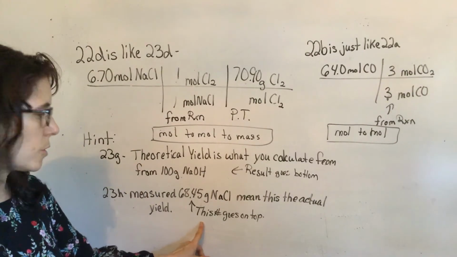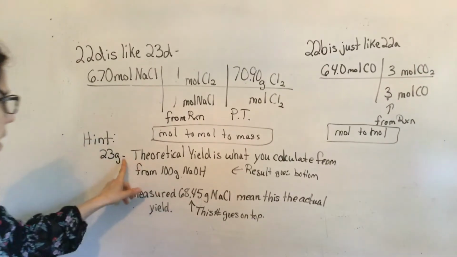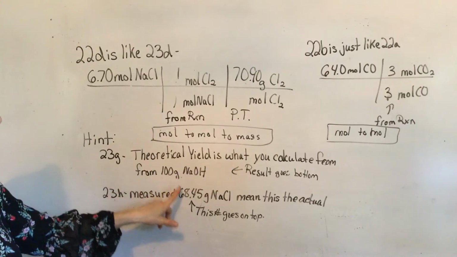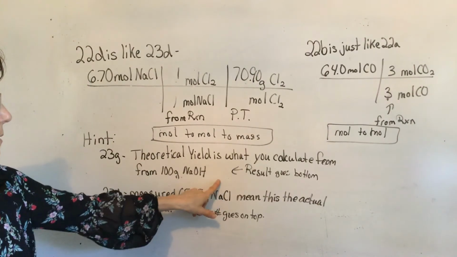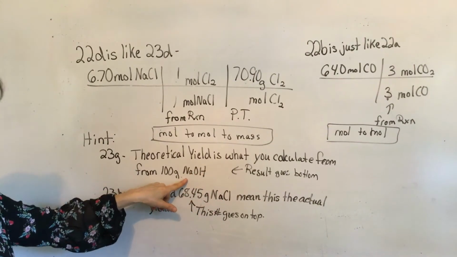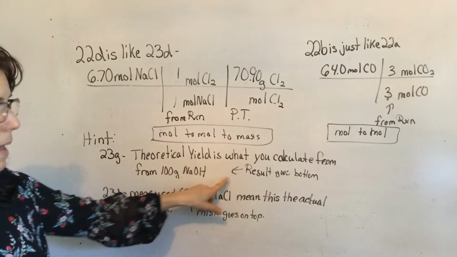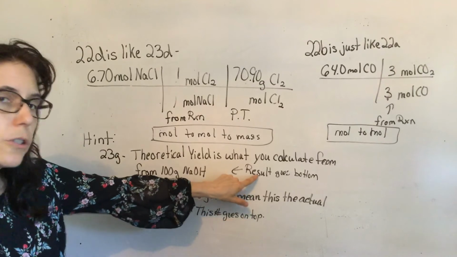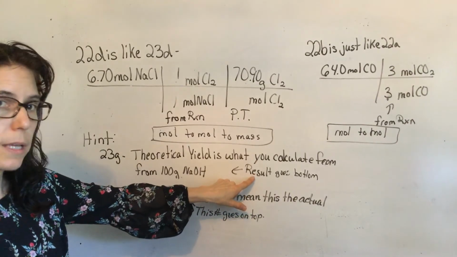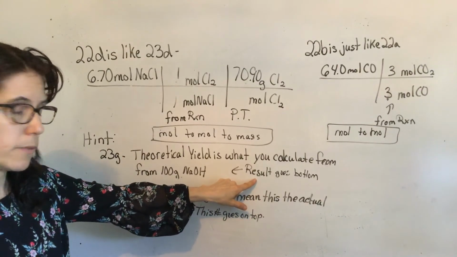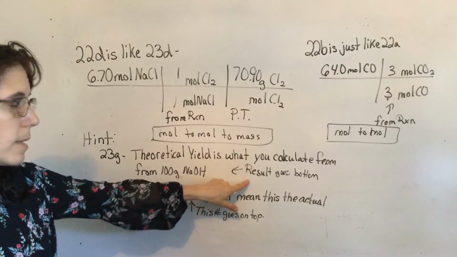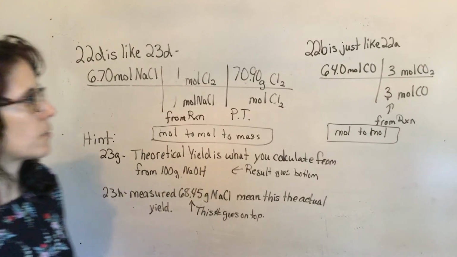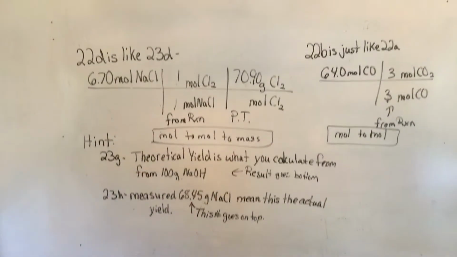So the actual yield goes on top, and then whatever you calculate from your mass to mass calculation, you'll be calculating the mass of sodium chloride from the mass of sodium hydroxide. You'll be doing a mass to mass conversion on 23. Whatever answer you get from 23G, so be careful on that, goes on the bottom. So if you get this incorrect, this will be incorrect. So be very careful on 23G.